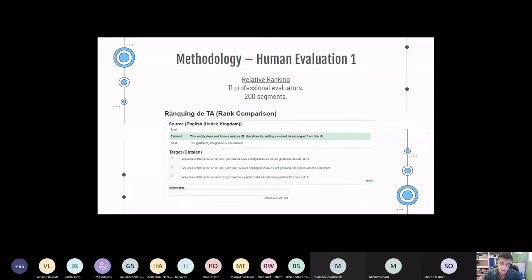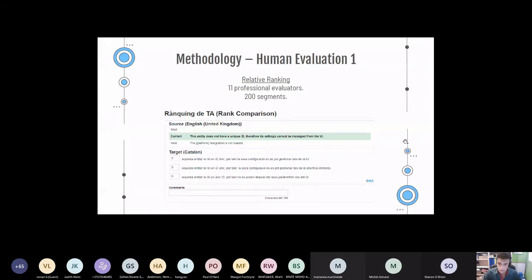Here you can see the interface. There's a source segment and then 3 target segments with different raw output proposals from the 3 different engines. The evaluators had to put number 1 to the best translation or raw output proposal, number 2 to the second best, and a 3 to the worst one. There was also a possibility to put a number 1 to the best output proposal and then a number 3 to the other 2.